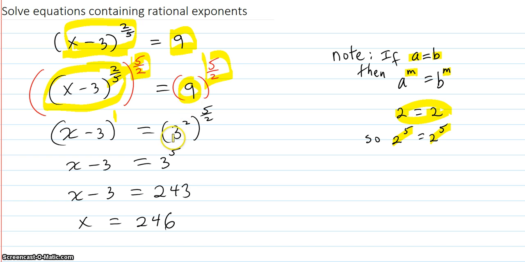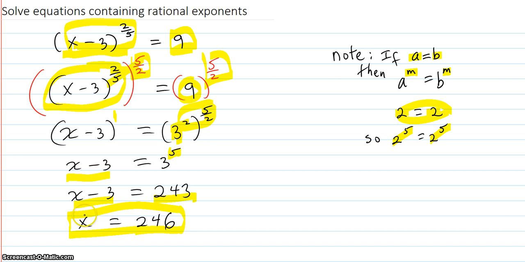So 9 is 3 squared, and this is 5/2 here. So you multiply the exponents in this situation, 2 times 5/2, the 2's cancel out and you get 5. Now all you have to do is get out the calculator and go 3 to the 5th power, 243. You add this x minus 3 carried down. Add 3 to both sides. Add 3 to 243 and you get 246. So this is your answer.